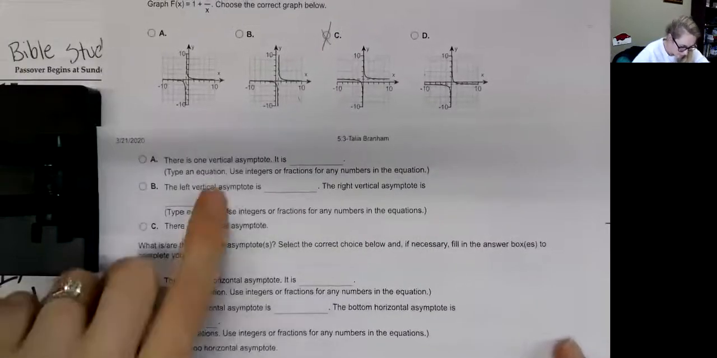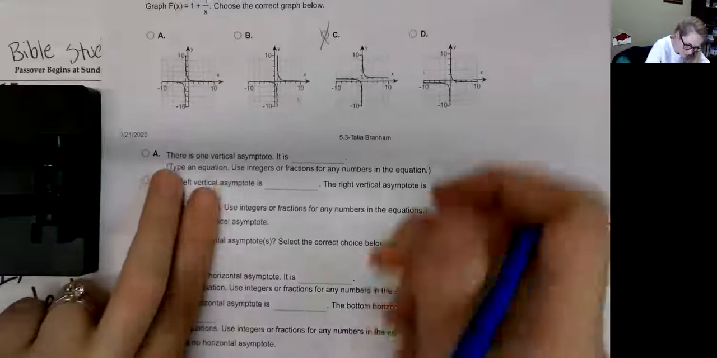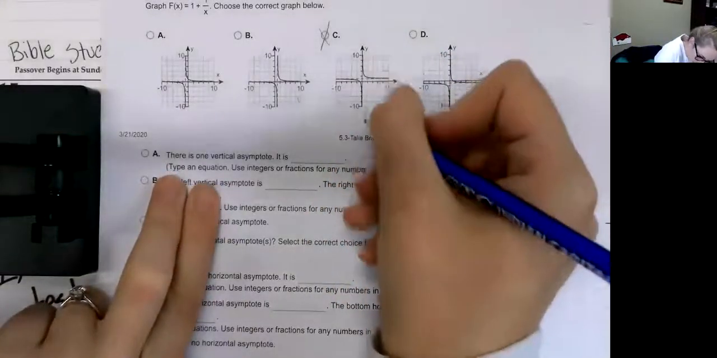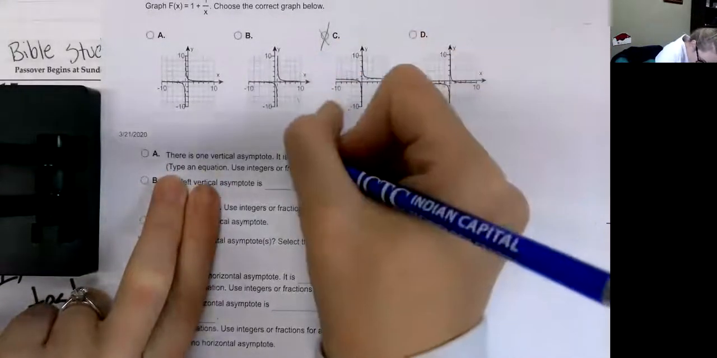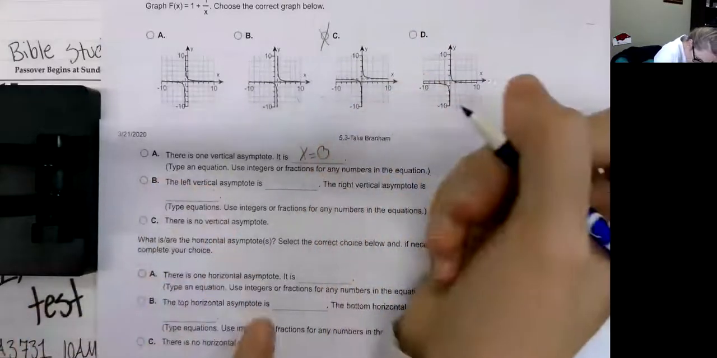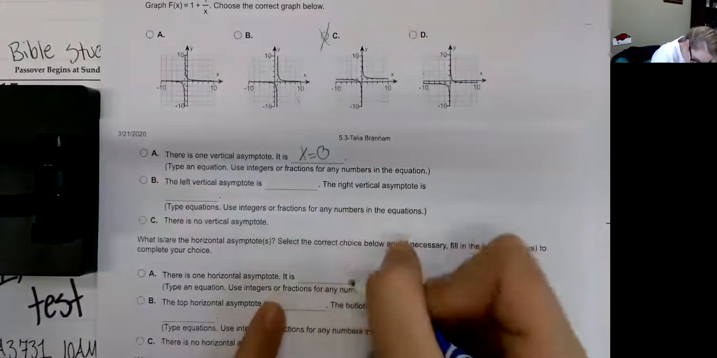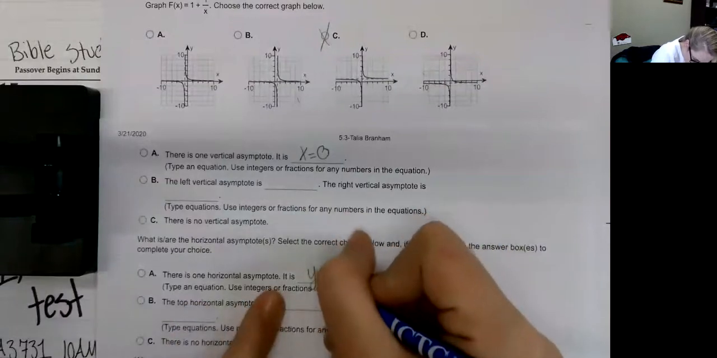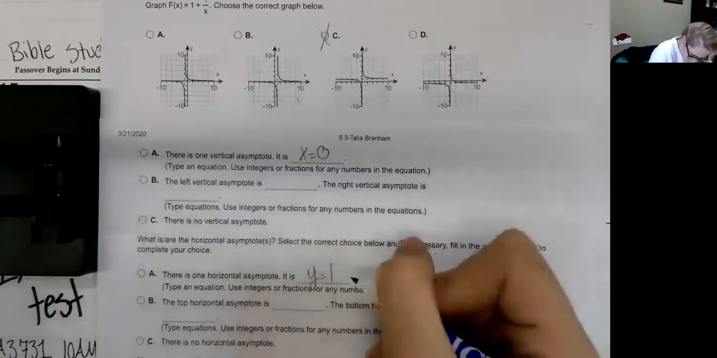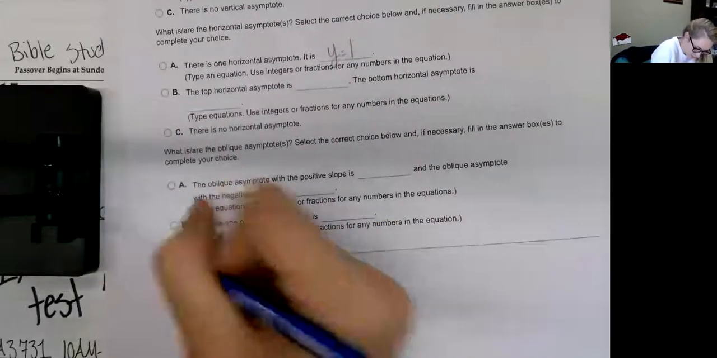Okay, so vertical asymptote. Our vertical asymptote would be x equals 0. Horizontal would be, there is one, and it's y equals 1. And there is not an oblique one because we had horizontal.